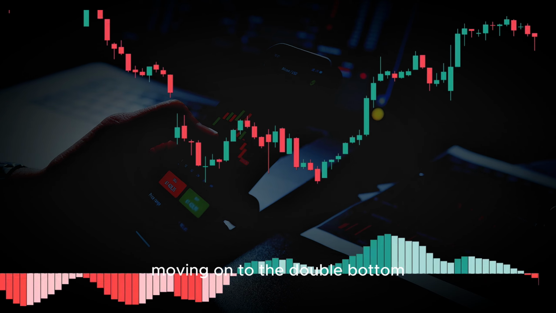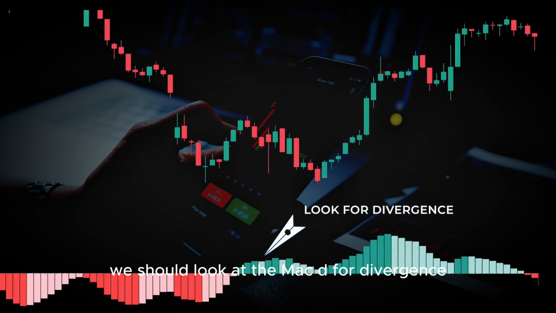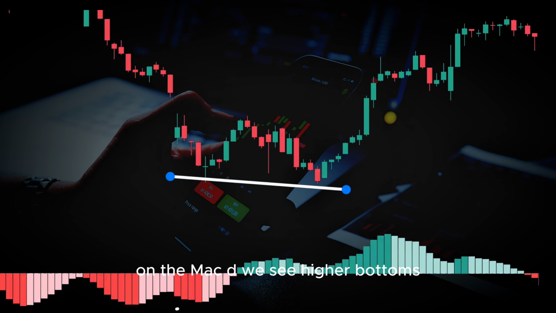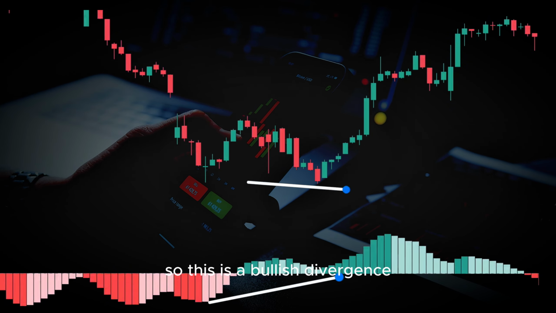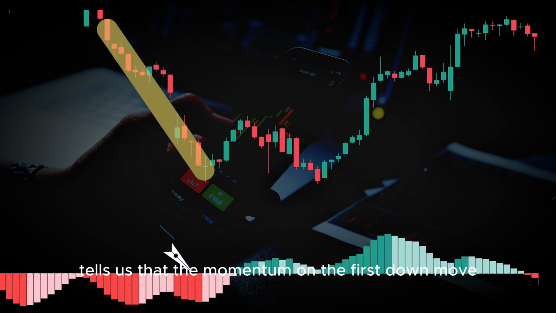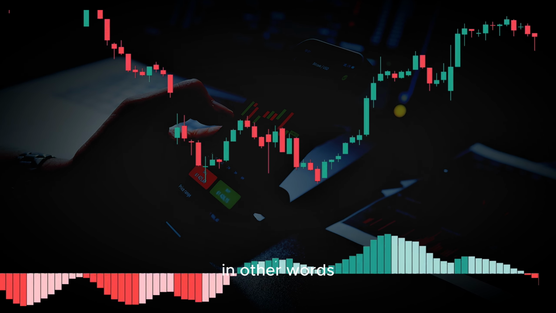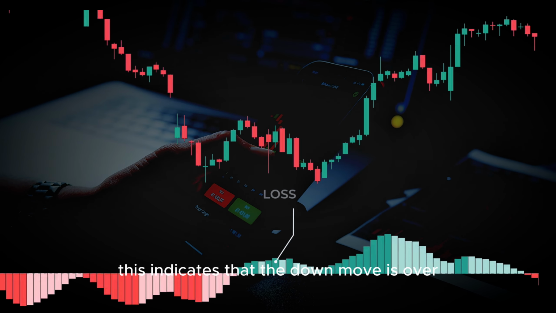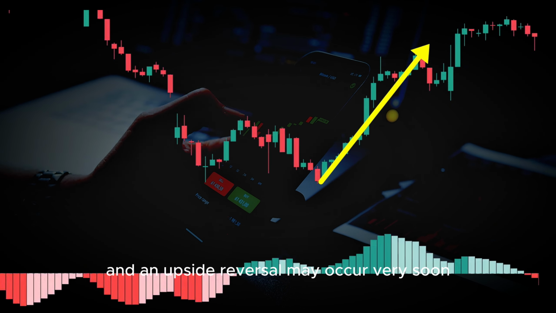Moving on to the double bottom. When we spot a double bottom pattern, we should look at the MACD for divergence. Here we see that the price makes lower bottoms. On the MACD we see higher bottoms. So this is a bullish divergence. This divergence on the MACD tells us that the momentum on the first down move was way higher than the second move. In other words, the price has lost momentum coming into this down move. This indicates that the down move is over, and an upside reversal may occur very soon.